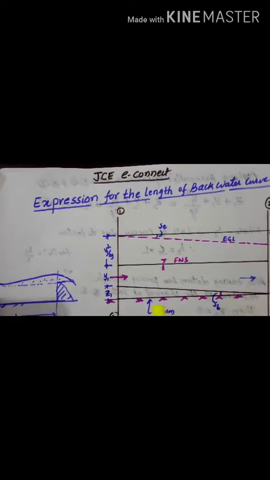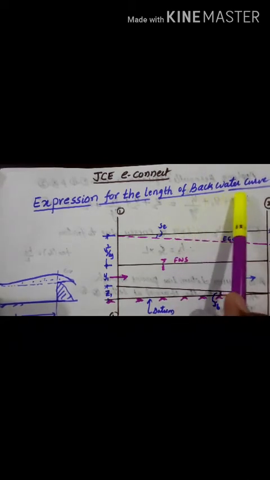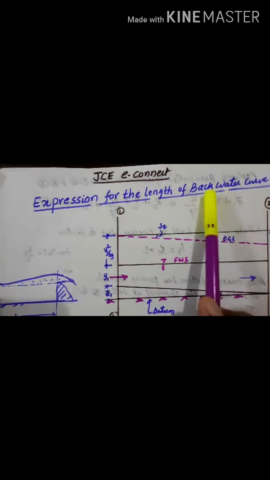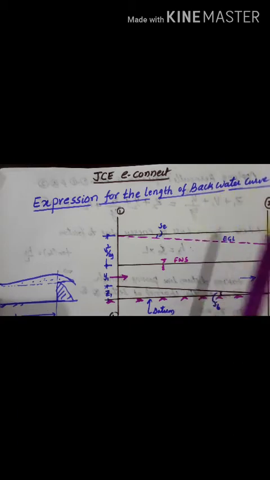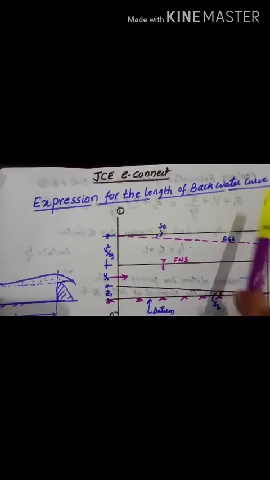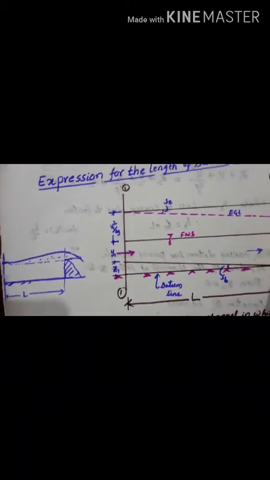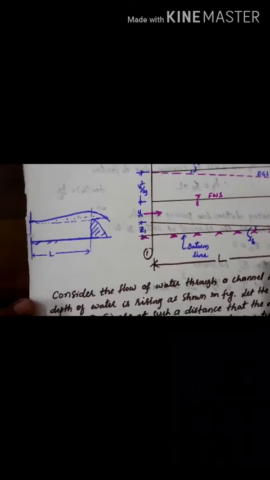So in this particular lecture I will be deriving the equation for the length of backwater curve, that is, the expression for the length of backwater curve. About backwater curve we discussed in the previous lecture: backwater curve and the afflux, where it takes place, how the backwater profile will be. All these things we discussed in the previous lecture. So in this lecture, what is the length of backwater curve? Okay, so let us start the equation for the backwater curve.